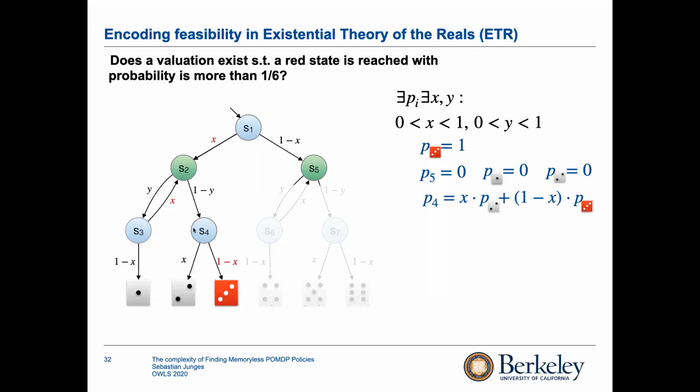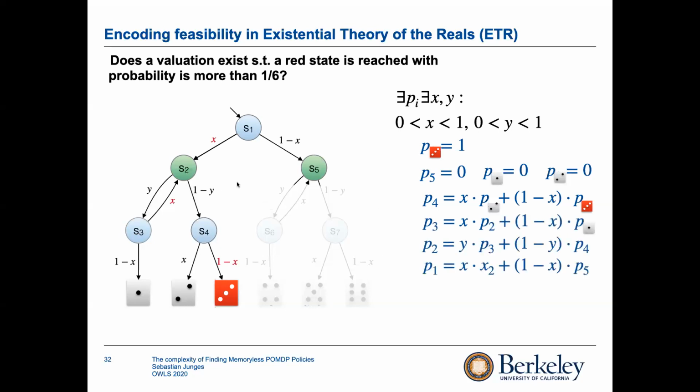And now we say, well, if we're in state S4, then the probability to reach the red state is x times the probability to reach the red state from this state plus 1 minus x times the probability to reach the red state from this state. So there's a quadratic term here, and we go recursively back and do the same thing all the time. So we always just write it as the weighted sum over the successor states. And we get a set of constraints, and if we take their conjunction together with the fact that from the initial state we want to reach the red state with probability more than 1/6, then answering this question means yes, if the following constraints are satisfiable, and these constraints are in the existential theory of the reals.